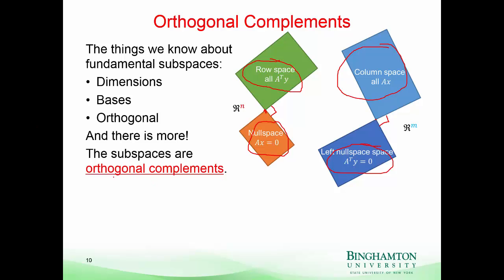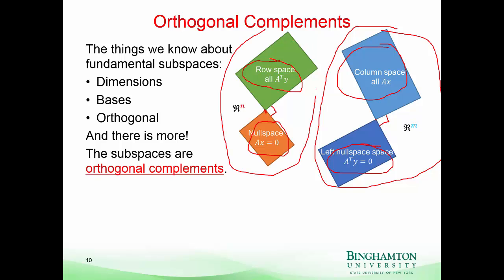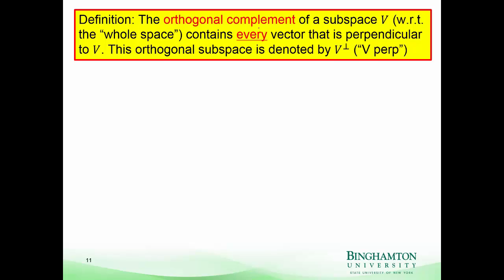The subspaces are orthogonal complements of each other. So we'll see that these two are what we'll call orthogonal complements of each other, and these two are orthogonal complements of each other. So what does that mean? Well, here's the definition. We start off with some whole space. We've got some subspace V, and we're looking for some space that lies outside of V, but still inside the whole space, that's orthogonal to everything in V.